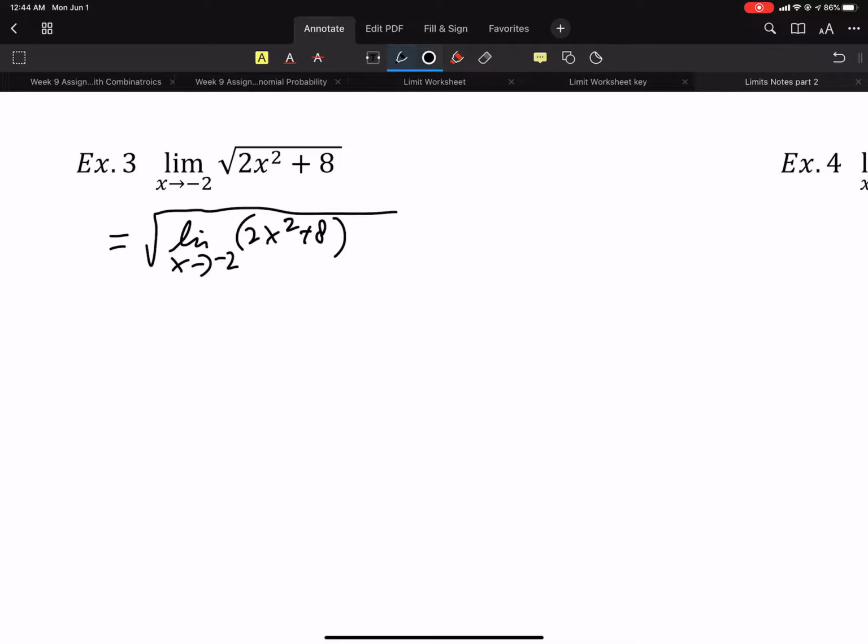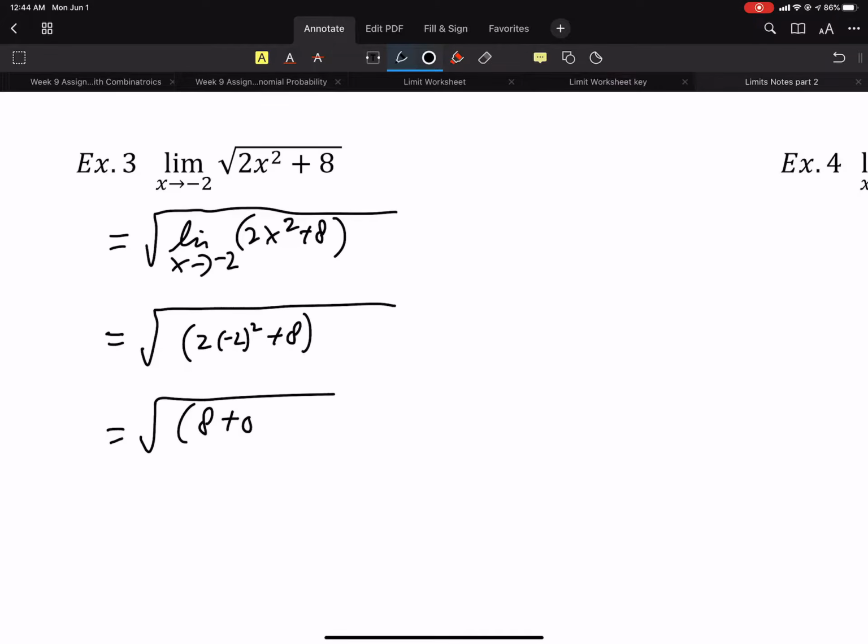Okay, so what's going on here? I have a function inside of a square root. So that property we saw earlier, I am allowed to take the limit of the inside and then square root it. Now I'm going to allow you to use the polynomial property. So to find the limit of that polynomial, all I do is plug in -2 into the polynomial. So I'm going to get 8 plus 8, which is 16, and the answer is 4.